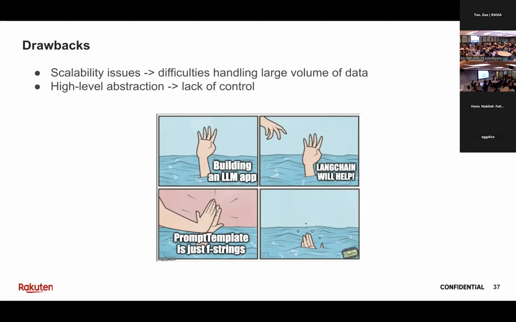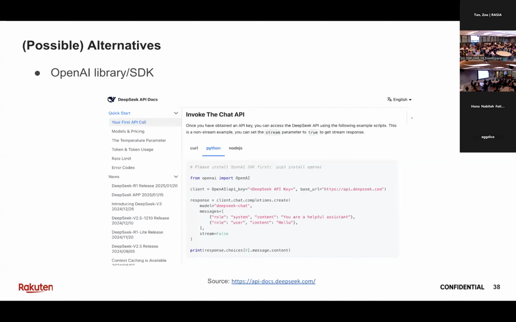I just found this funny meme. It says prompt template is just f-strings. Not wrong. I feel like it's kind of true. You don't really need it, to be very honest. But maybe when the application is very large and there is a large use case for it, it can be useful. Yeah, so those are the drawbacks.